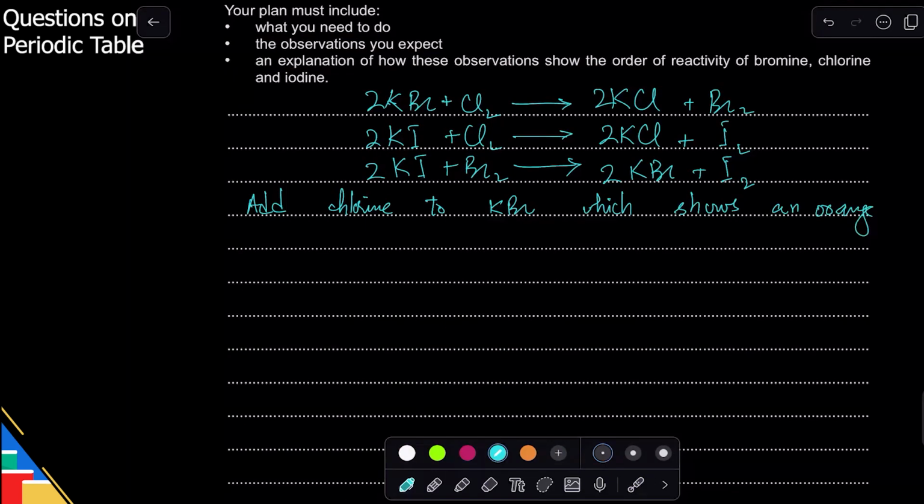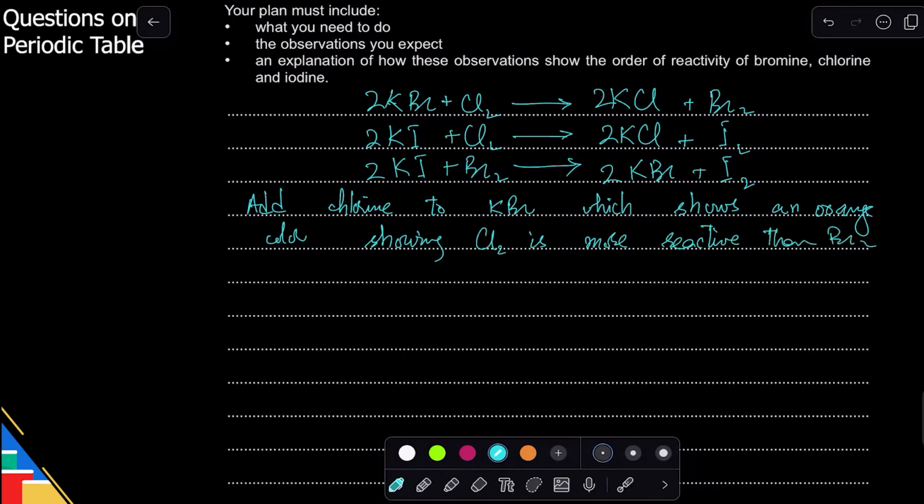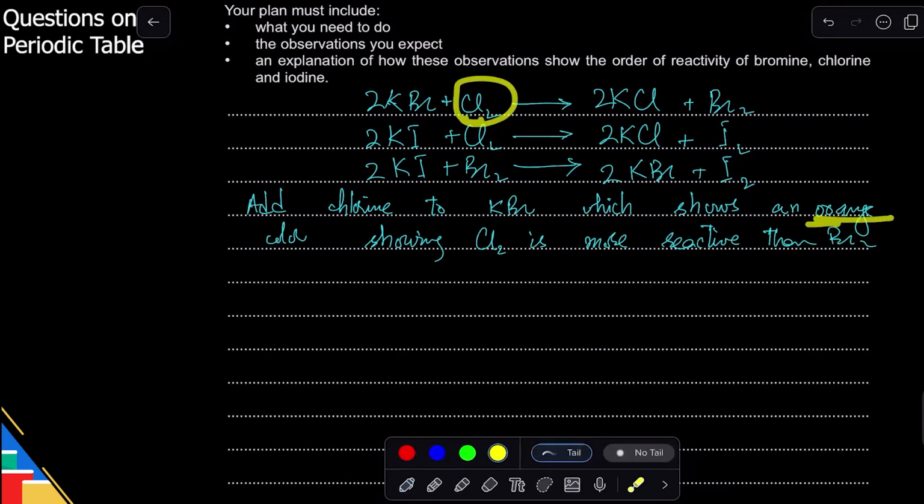क्यों? It is colorless KBr, लेकिन वो orange हो गया क्योंकि bromine produce हो गई. Orange color, okay, showing chlorine is more reactive than bromine. You see that? हमने बताया है कि क्लोरीन ऐड करने से ऑरेंज कलर बन गया. ऑरेंज कलर ब्रोमीन का होता है. इसका मतलब है क्लोरीन उसको डिस्प्लेस करके क्लोरीन ने ब्रोमीन को फ्री कर दिया.